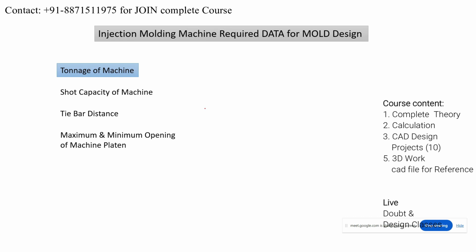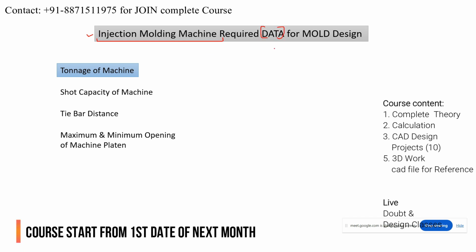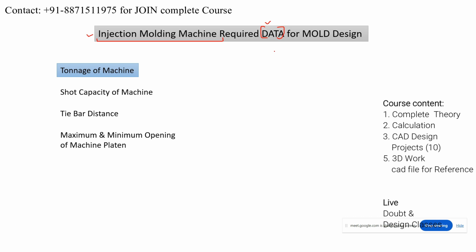Okay, so first of all, if I'm talking about the injection molding machine, or if we are learning about mold technology, we should have knowledge about the injection molding machine, right or wrong? So there is data of the injection molding machine which a design engineer requires to design the mold. First of all, tonnage. As I told you, what is the meaning of tonnage? It is the maximum clamping force provided by the injection molding machine during the operation, right?